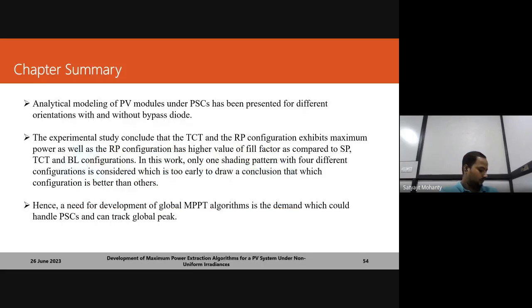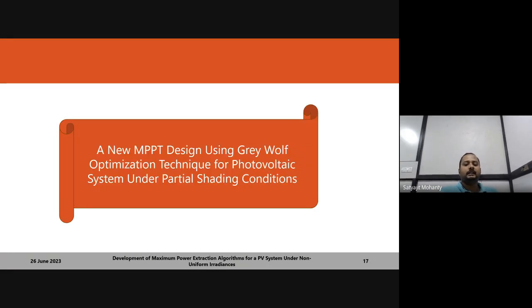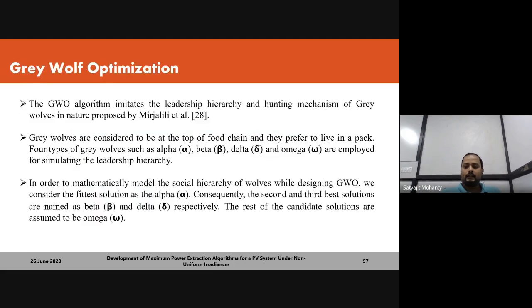Okay. So one more thing I will discuss. I will discuss one MPPT technique which I used for the partial shading conditions. I will be discussing its output, how it is done, how it is performed with the relevant experimental results. Okay. So directly I will come to the optimization technique. So this is the gray wolf optimization which I used for extracting maximum possible power.